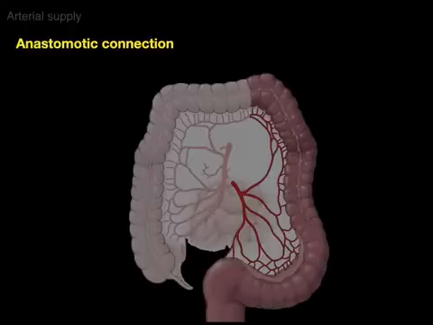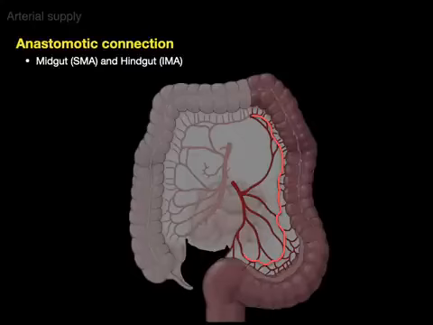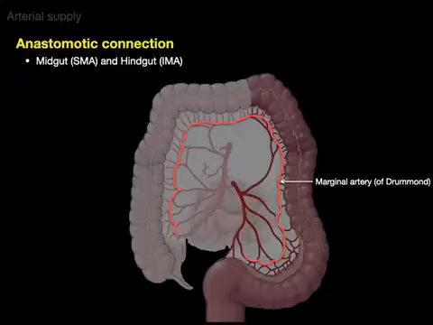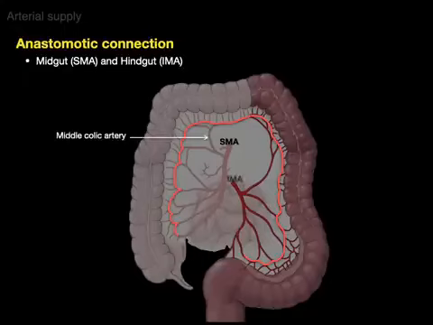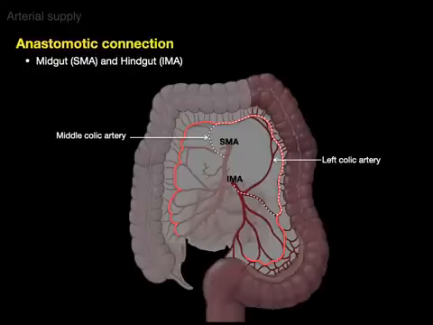Now, there's an anastomotic connection between the midgut and hindgut. Okay. And so there in red, I show this thing. It's called the marginal artery of Drummond. And as we can see there, it kind of parallels the picture frame of the colon. And so the superior mesenteric artery has this middle colic artery, and the inferior mesenteric artery has this left colic. And then watch. We've got this very cool anastomotic connection through the marginal artery of Drummond.